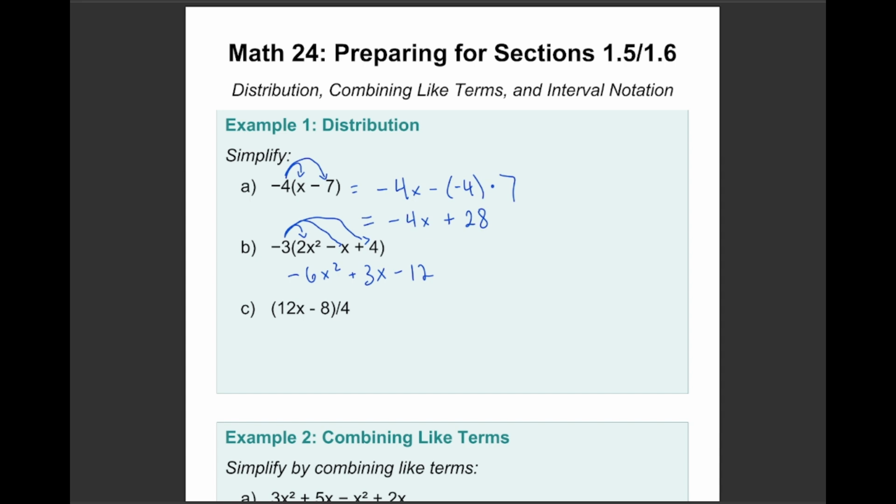Now this last one, you see it written here as one line. Most often we see it written as two lines like this. And when we do this, it's still the distribution property. The 4 is going to get distributed to the 12 and to the 8. So this is the same thing as 12x over 4 minus 8 over 4. And that gives us 3x minus 2. 12 over 4 is 3, and 8 over 4 is 2.